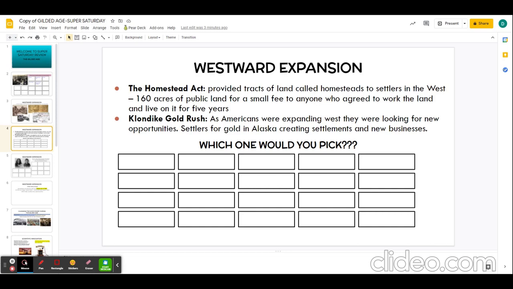So if you were one of these settlers during the Gilded Age, and I told you, okay, you have to go out west, which one would you rather do? Would you go and do the Homestead Act and settle the Great Plains? Or would you press your luck and go up to Alaska and try to strike it rich mining for gold?